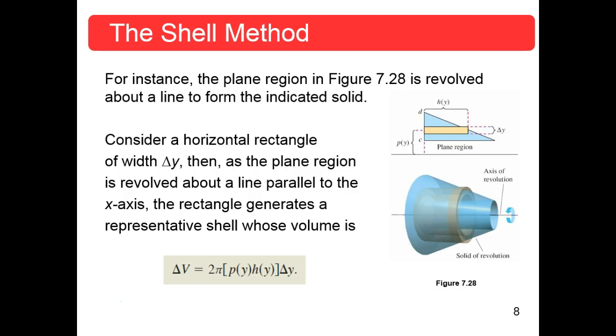Consider a horizontal rectangle with delta y, then the plane region is revolved around a line parallel to the x-axis. We don't know where the axis is, but it's parallel to the x-axis. Then the rectangle generates a representative shell whose volume is delta V for that shell: 2 pi times the radius, that's going to be the circumference, times the height, which is going to be the length, and the delta y is going to be the width. So that will give it to you.